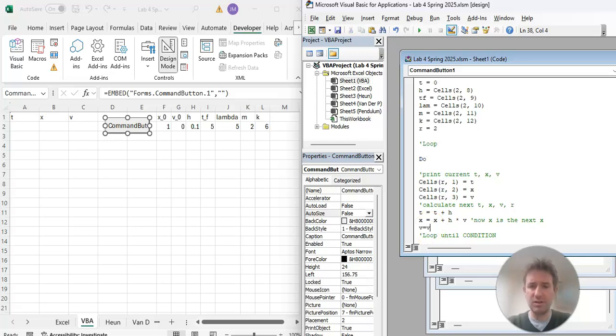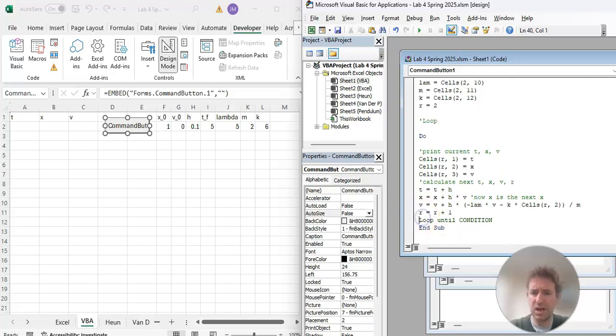Okay, now if we do our v, v is equal to v plus step size times the derivative of v, which looks like minus lambda times v minus k times x, all divided by m. This won't work because it's using the next x, so I'm going to take the previous x from here. One option of doing it. I also need to put my row number up, and I'm going to loop until the time is bigger than the final time plus h.